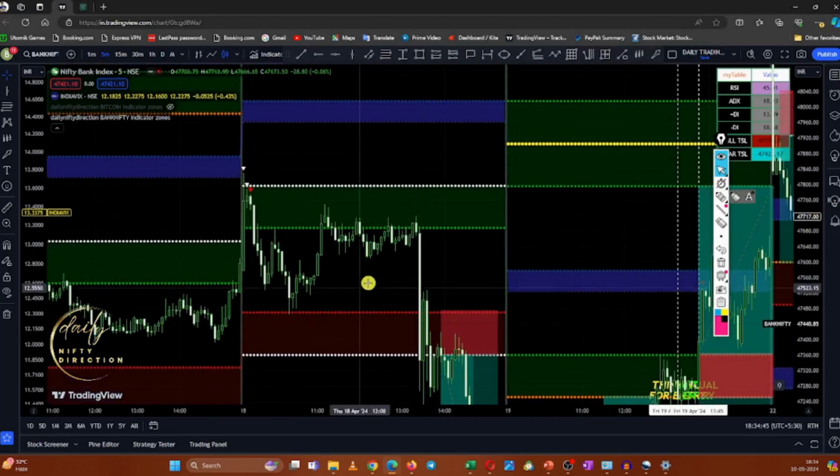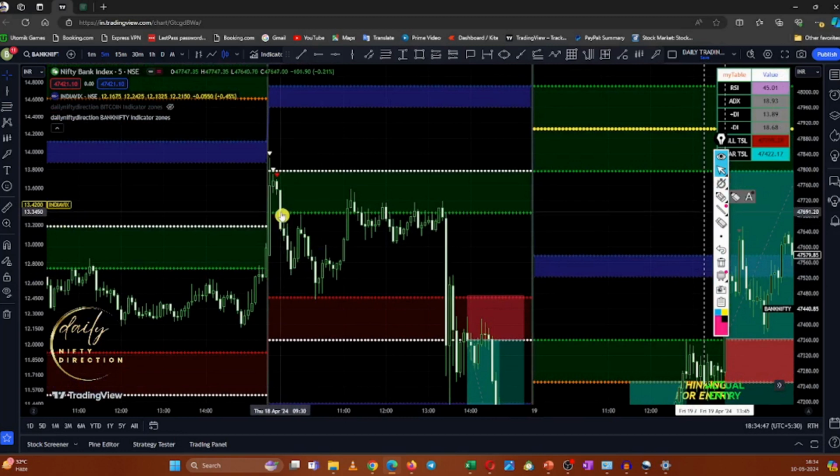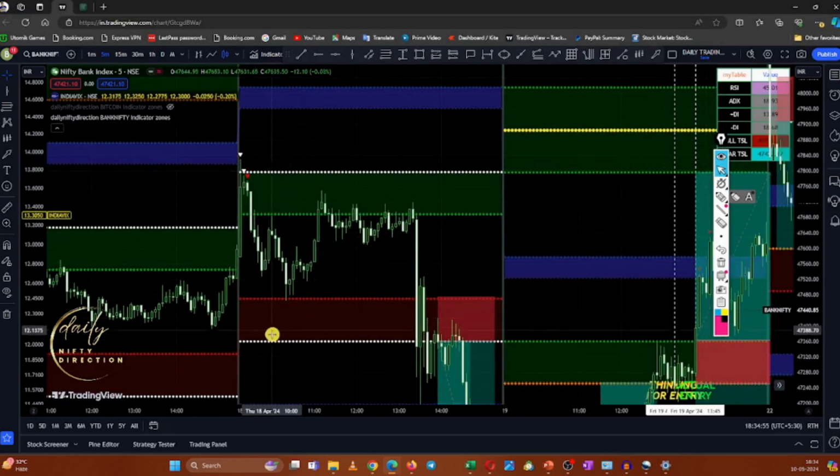In reversal trade you will take the reversal between these two white lines, between these zones. First of all you will have to understand that you will have to take the trade zone to zone.